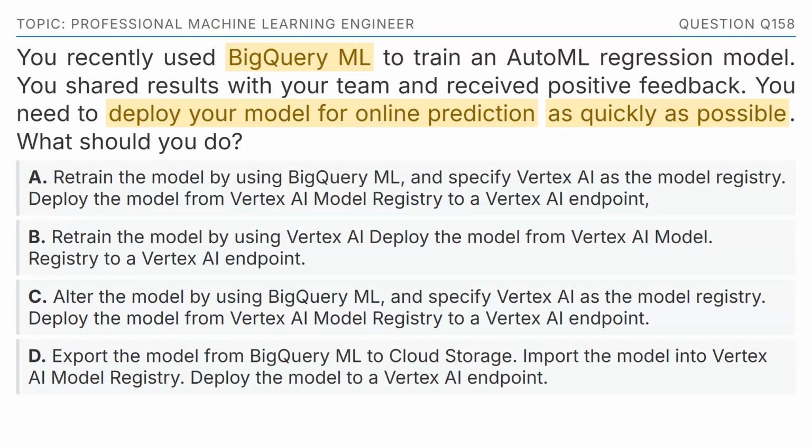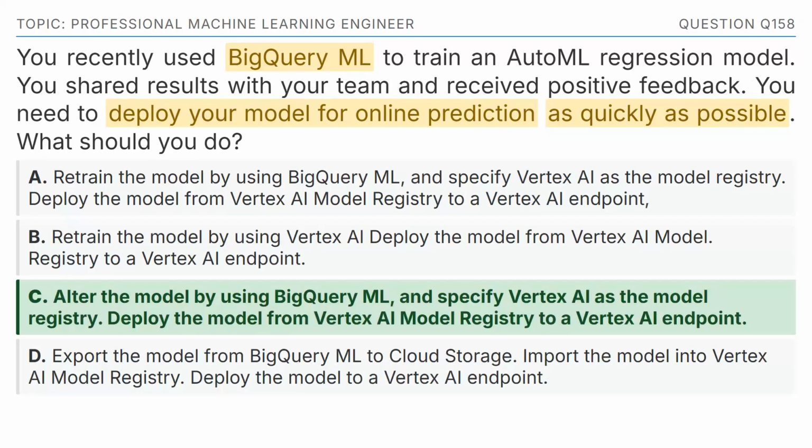To arrive at the correct answer, we focus on the keywords: BigQuery ML, deploy your model for online prediction as quickly as possible. The correct answer is option C, alter the model by using BigQuery ML, and specify Vertex AI as the model registry. Deploy the model from Vertex AI model registry to a Vertex AI endpoint.